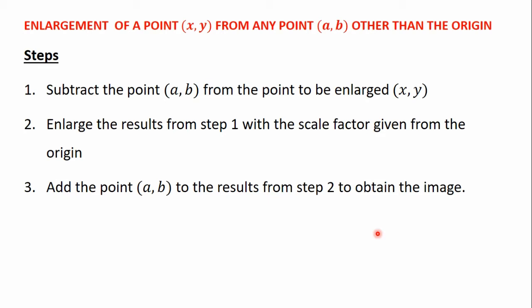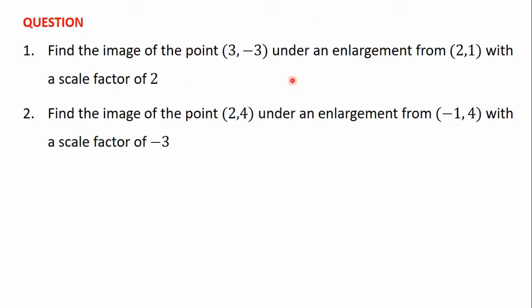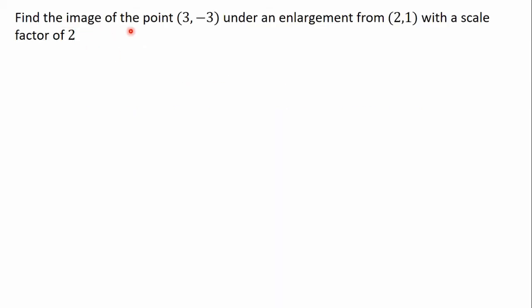So we are going to apply what you have learned here to solve some questions. We have 2 questions here. We are going to solve them one after the other. Let's begin with the first one. Find the image of the point 3, minus 3 under an enlargement from the point 2, 1 with a scale factor of 2. So the point you are going to enlarge is 3, minus 3. And we are enlarging it from 2, 1, which means that 2, 1 is the center of enlargement. And we are using a scale factor of 2.